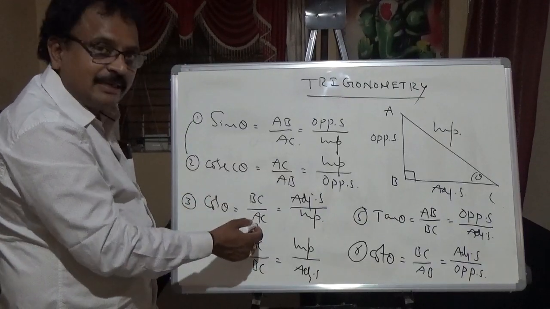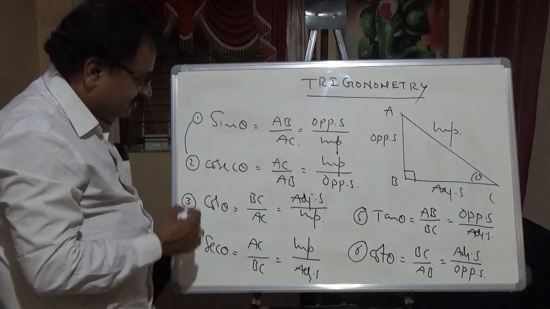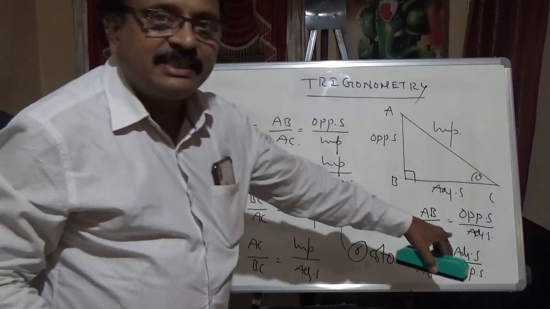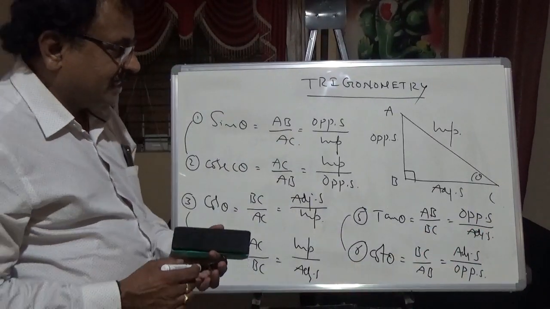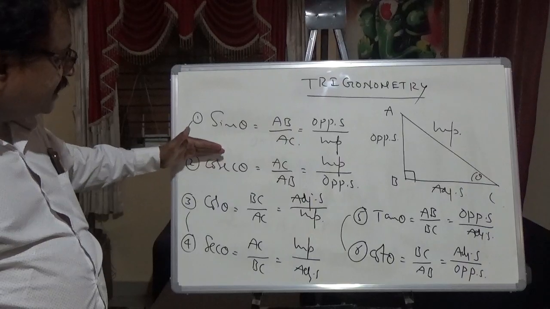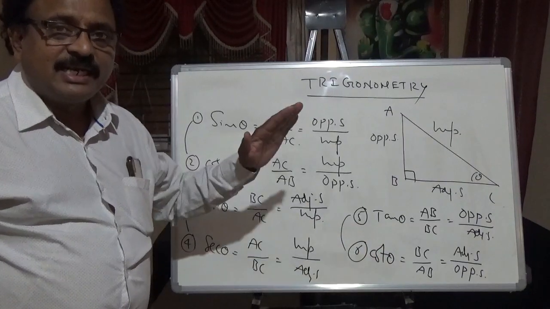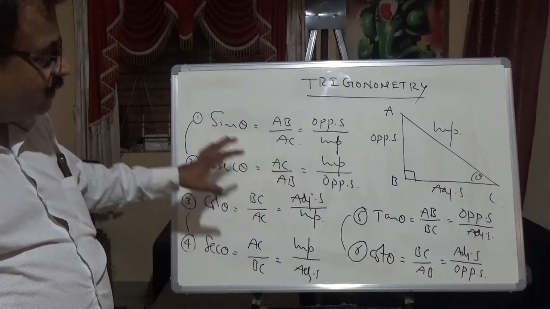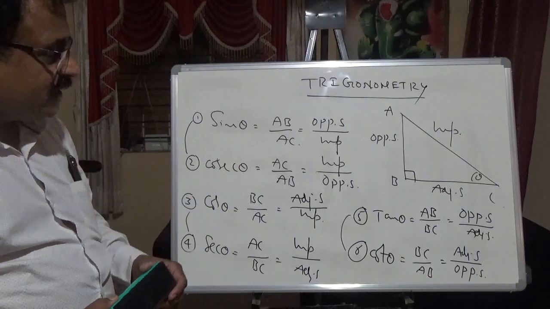Cos theta is BC by AC, adjacent side by hypotenuse. Sec theta is the reciprocal of cos theta. Tan theta is opposite side by adjacent side. Cot theta is the reciprocal, adjacent side by opposite side. So these are the 6 trigonometric ratios: sin theta, cosec theta, cos theta, secant theta, tan theta, cot theta. Two are reciprocal to each other. Maybe it's clear for you. Okay, so you need to copy this.